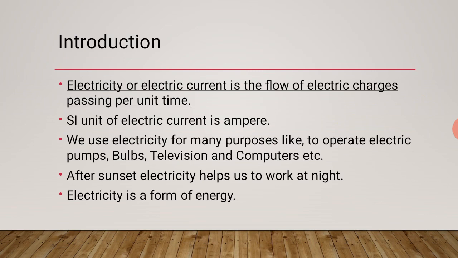Now the definition of electricity or electric current. Electricity or electric current is the flow of electric charges passing per unit area. Here, electric charges means electrons. The SI unit of electric current is ampere.